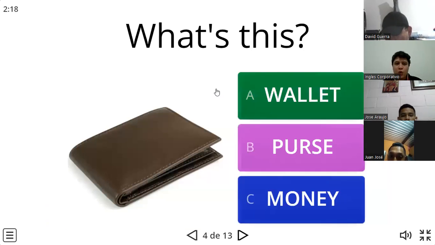Perfect. Now, what is this, guys? What is this? Is it a wallet, a purse, or money? Let's say A. Okay, perfect, guys. So, yeah, it's a wallet, right? A billetera. Perfect.